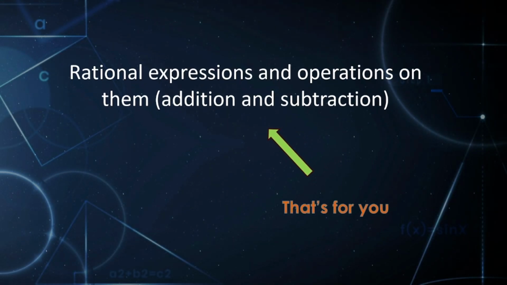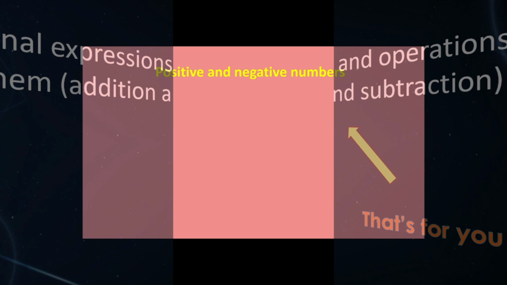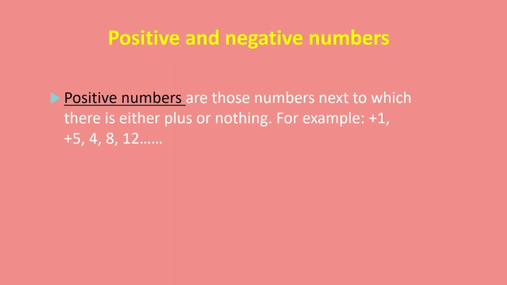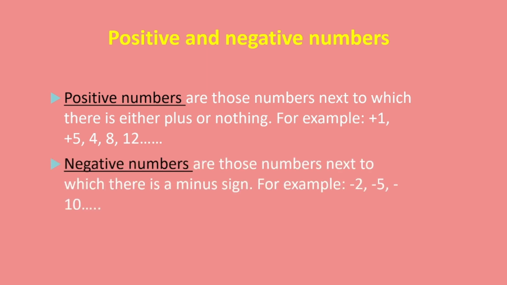Hello, everyone. Today I would like to conduct a lesson on the topic rational expressions and operations on them, addition and subtraction. So I will start with what numbers we call positive and what numbers we call negative. Positive numbers are those numbers next to which there is either a plus or nothing. For example, +1, +5, or just 4, 8, 12, and so on. Negative numbers are those numbers next to which there is a minus sign. For example, -5, -12, and so on. Do you understand it? Good.